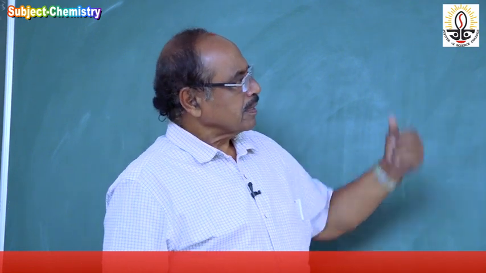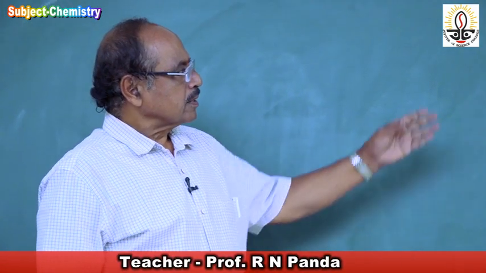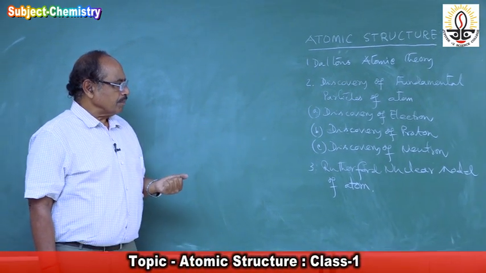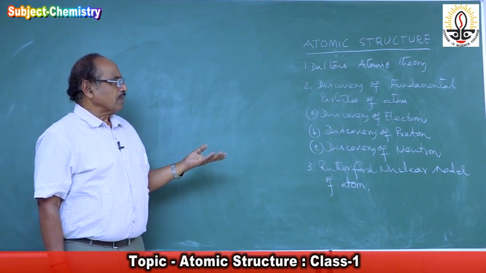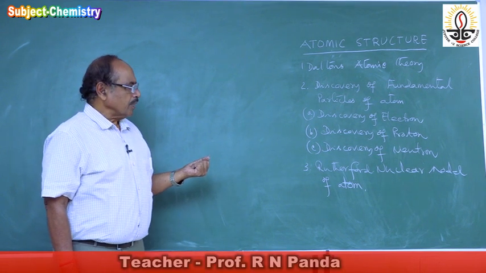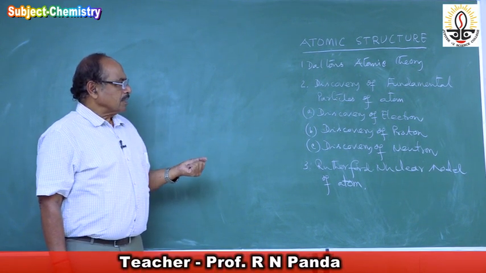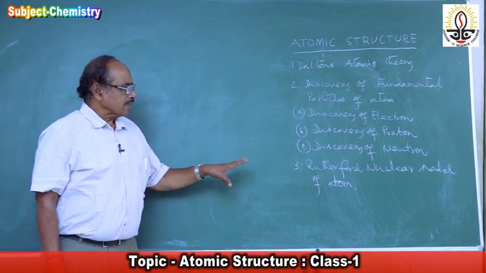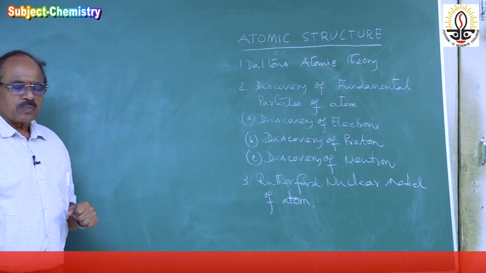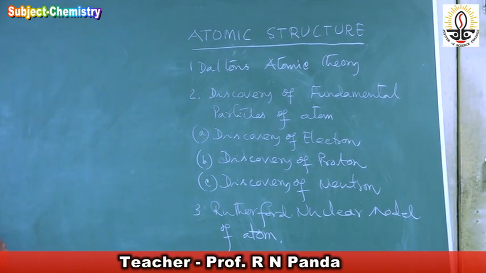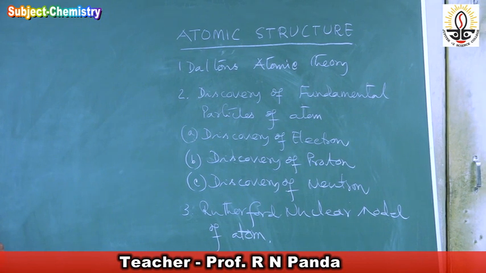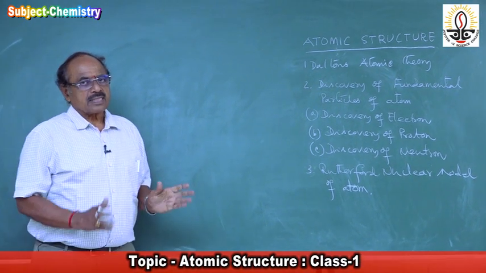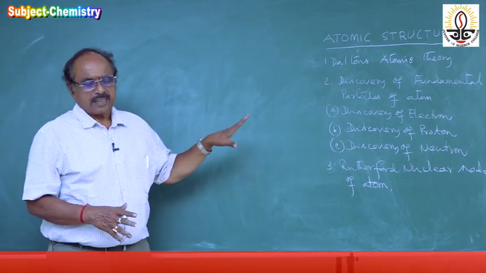In this atomic structure we will be discussing Dalton's atomic theory, then the discovery of the fundamental particles of the atom, that is, the discovery of the electron, the proton, and the neutron. Then after studying the discovery of the electron and proton, we will discuss a model of atom proposed by Rutherford from the experiment called scattering of alpha particles, called the Rutherford nuclear model of atom. So these are three parts.